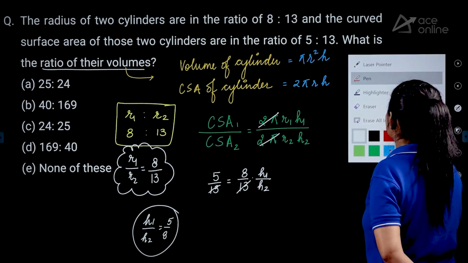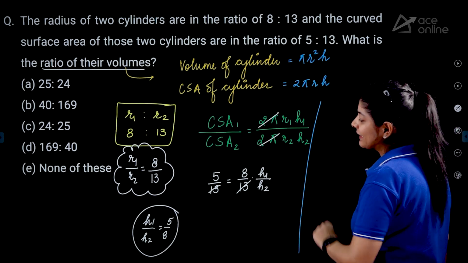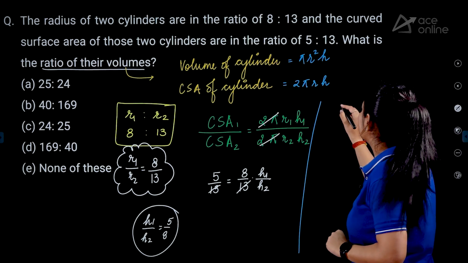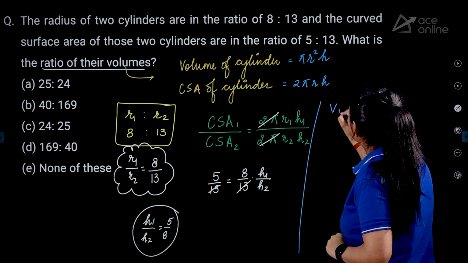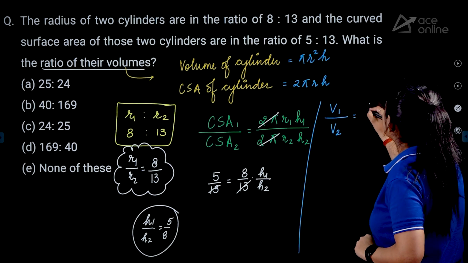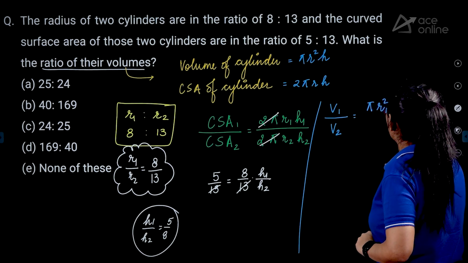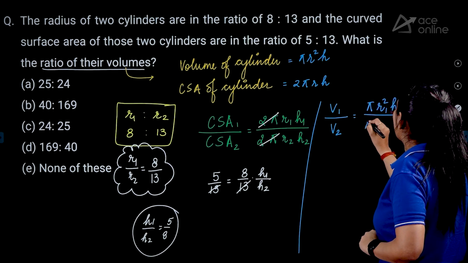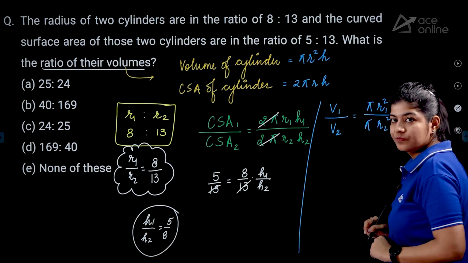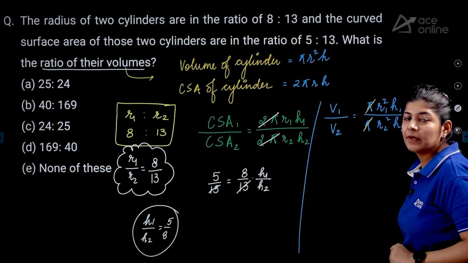Okay. Now what we have to do? After finding the ratio between the heights, we have to deal with the volume of the cylinder. So we can say that the volume of cylinder 1 and the volume of cylinder 2 can be written as pi R1 square into H1 divided by pi R2 square and H2, right? So again this pi and this pi are eliminated.